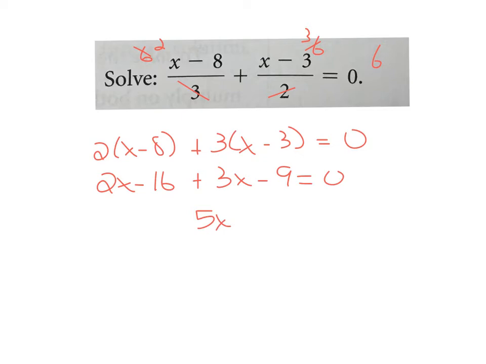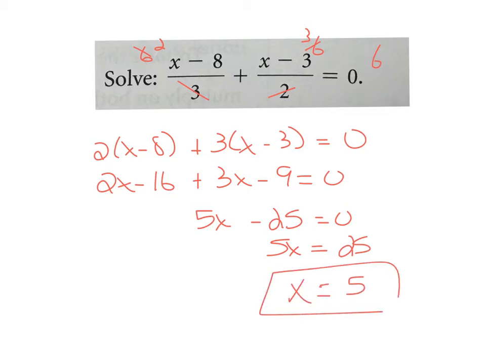If I add my x's, it's 5x. If I add the 16 and the 9, it's 25. I'm moving the 25 over, divide by 5, x is 5. That's all there is to it. So the new thing is the first step: multiplying everything through by the LCD and canceling out your fractions.